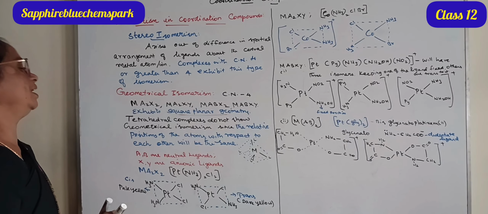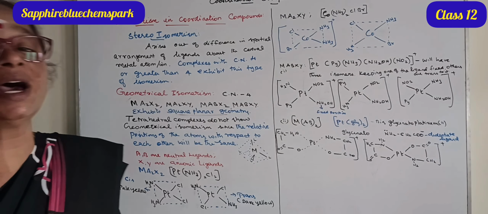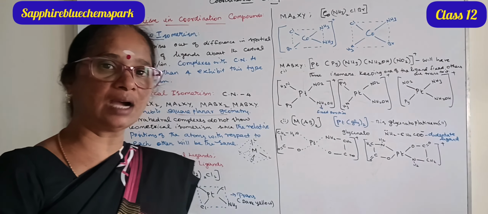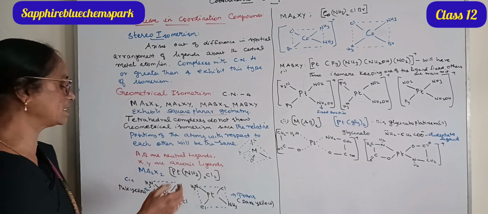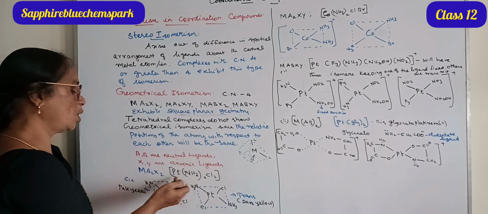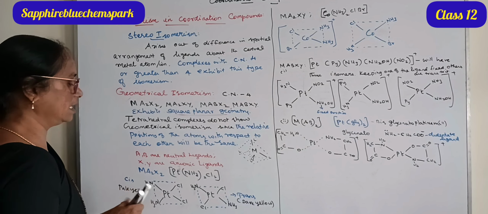Let us find the complex of the type MA2X2, where A are neutral ligands and X are anionic ligands. An example of this type of complex is diamminedichloridoplatinum(II). Here its oxidation state is 2.